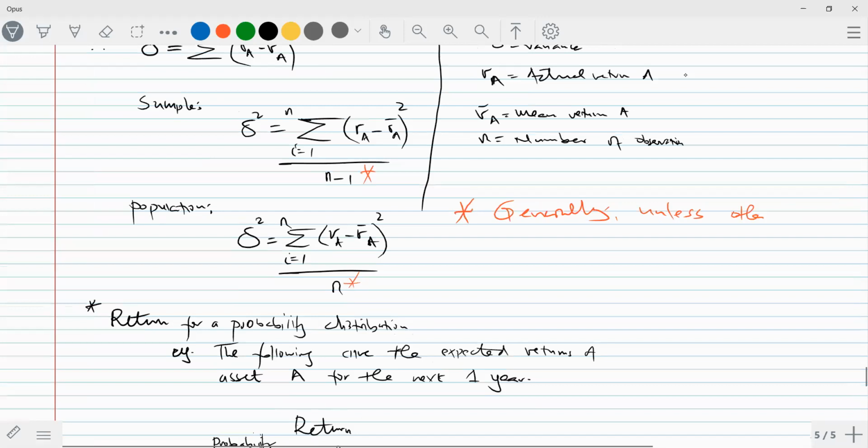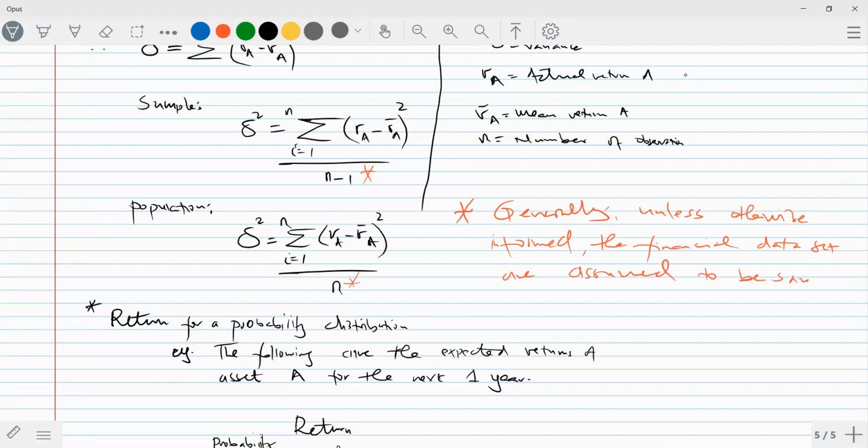Generally, unless otherwise informed, financial data sets are assumed to be from a sample. Thank you, Stacy, for that. So generally we assume that the data set is from a sample, unless we are told that this is a population.